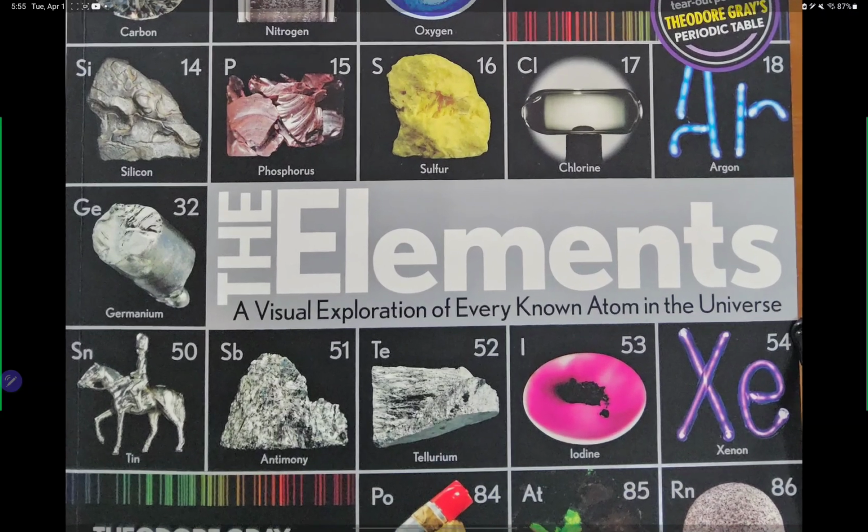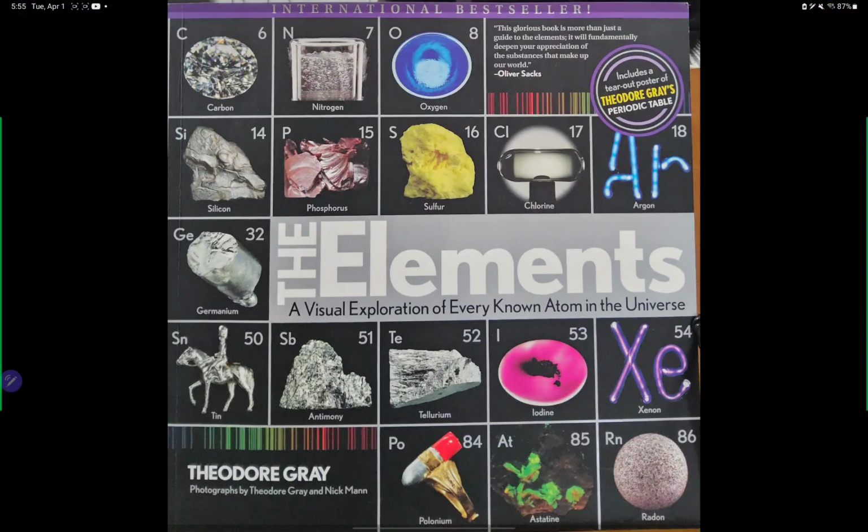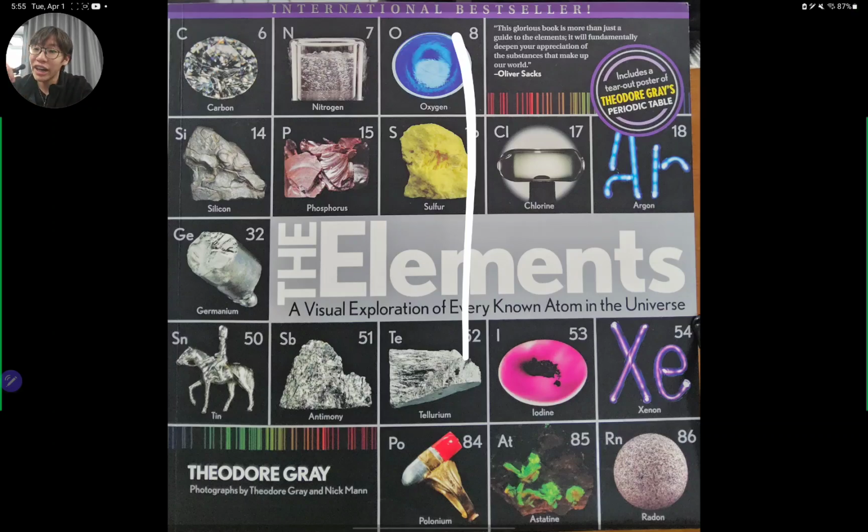The Elements, a visual exploration of every known atom in the universe. Usually for these kinds of books, I create literally just one video, and then later, I just forget about the whole book. But Elements itself is very unique.